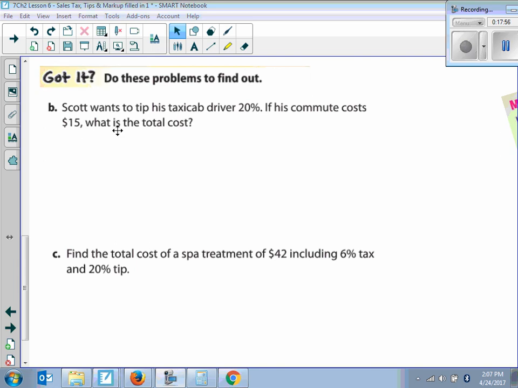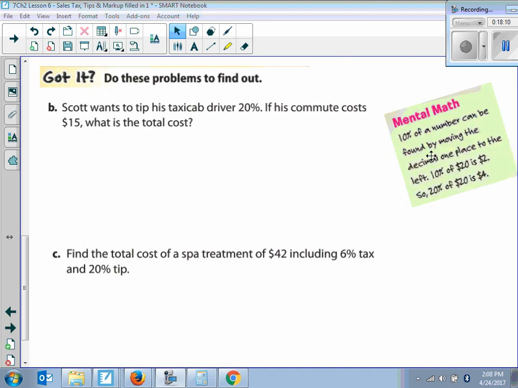All right, so for this got it problem, it says Scott wants to tip his taxi cab driver 20%. If his commute costs $15, what is the total cost? Now that brings me to this mental math tip here. It says 10% of a number can be found by moving the decimal one place to the left. So, if we can move the decimal one place to the left to get 10%, then to get 20%, we just have to multiply what we got for the 10% times 2.